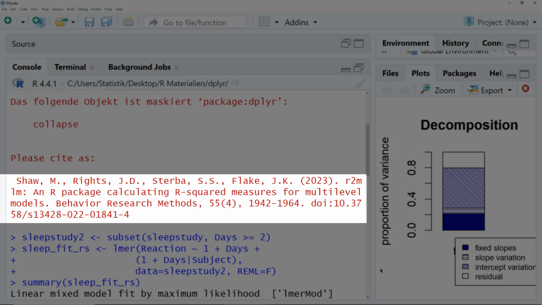If you want to learn more about different ways to calculate R squared and about this function, this here is a journal article by the authors of this R package.